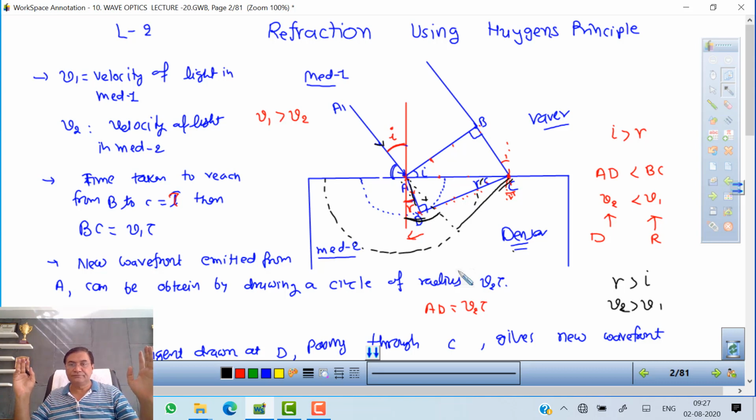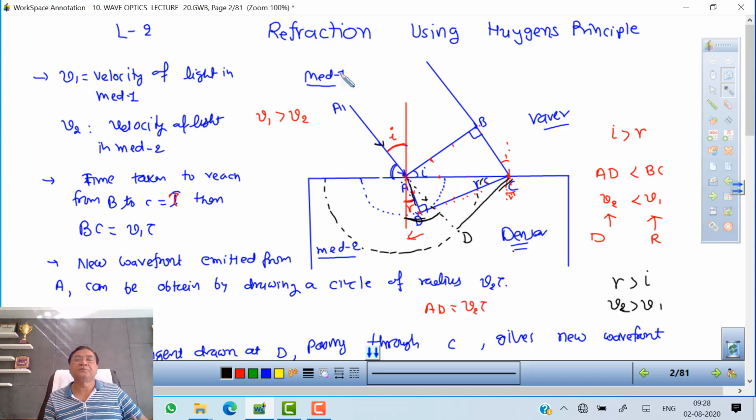Don't worry. Explanation same. Just change the figure. I have to take D here, everything else is the same. And you can say that R is greater than I, V2 is greater than V1. So it deviates away from the normal. Okay. So this topic is finished.